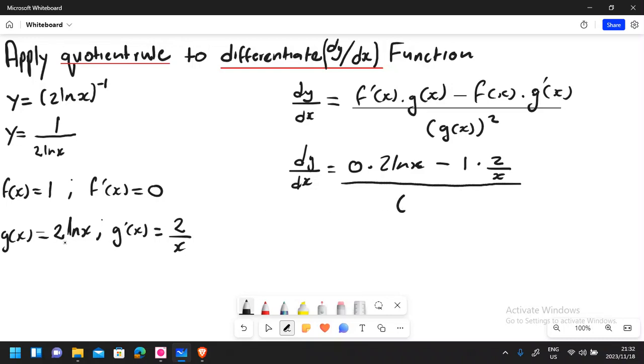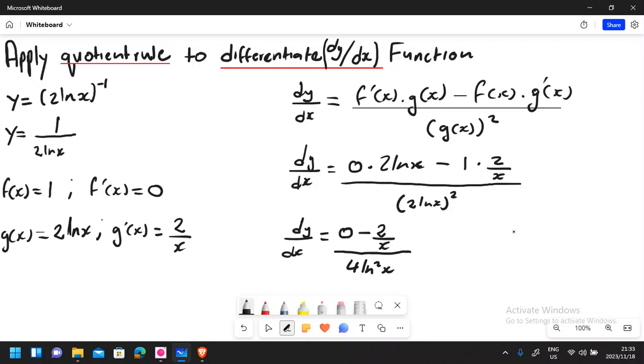So what is g of x? g of x is 2 natural log x. So it's going to be 2 natural log x, all squared. Now if you continue here, we multiply. The first term on the numerator is multiplied by 0, so everything there is going to be 0. Even if you don't write it, it's fine, but let me just write it for the sake of explaining purposes. So multiply by -1, so we're going to have -2 over x, divided by 4, and then natural log squared x.